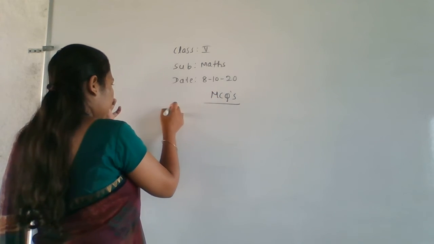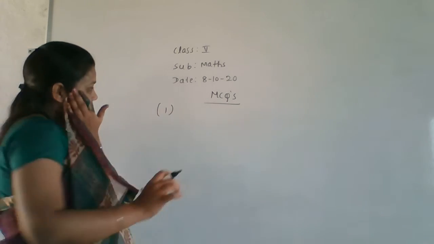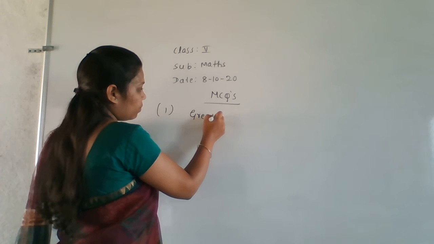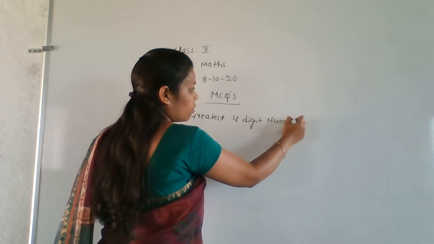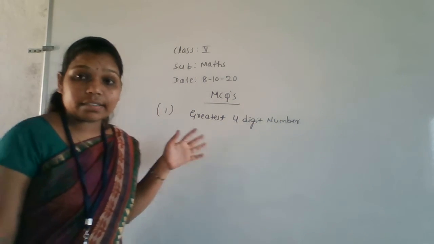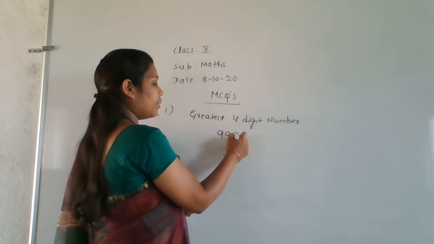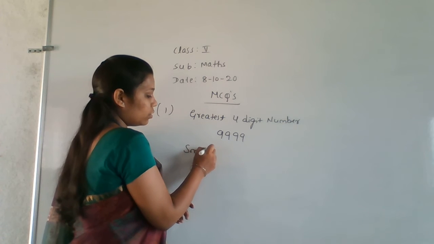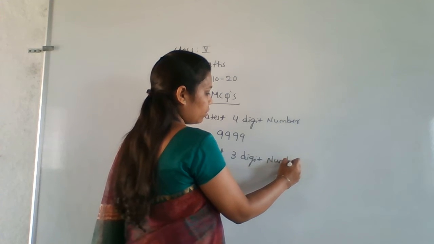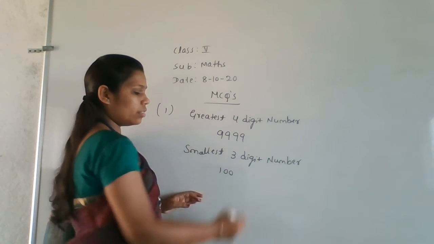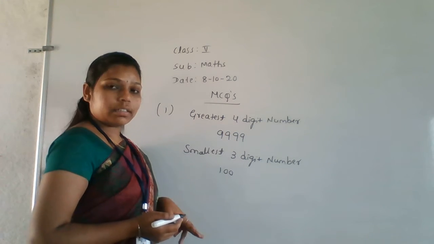MCQs. Okay. In that first one: the product of the greatest 4-digit number and the smallest 3-digit number. What is the greatest 4-digit number? That is 9,999. And the smallest 3-digit number is 100. Right? Smallest 3-digit number is 100 and the greatest 4-digit number is this one.